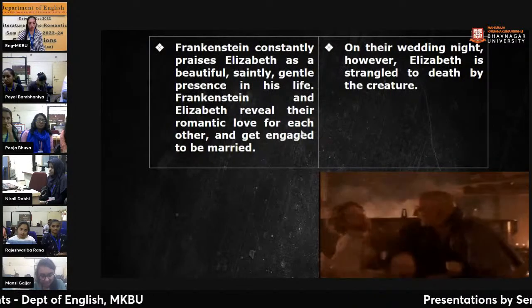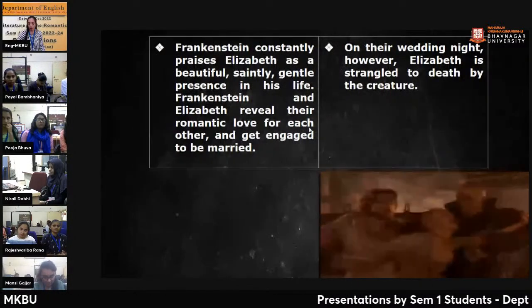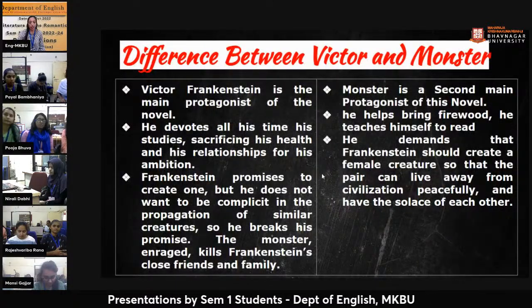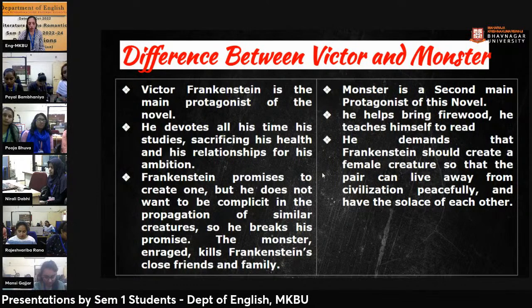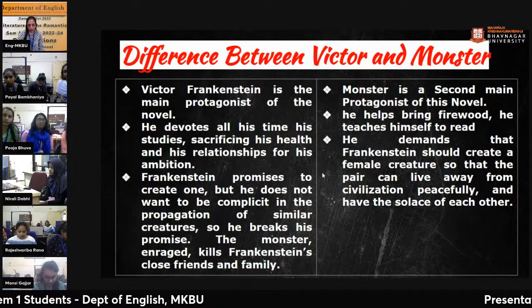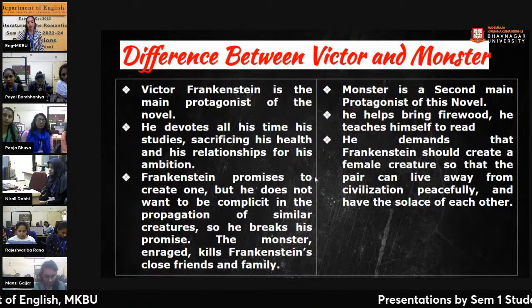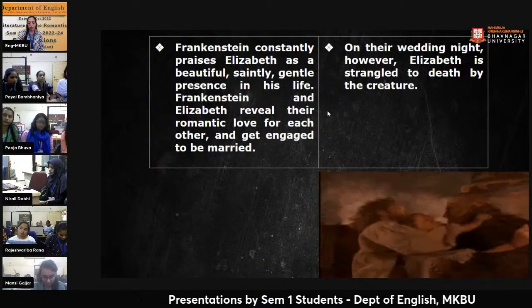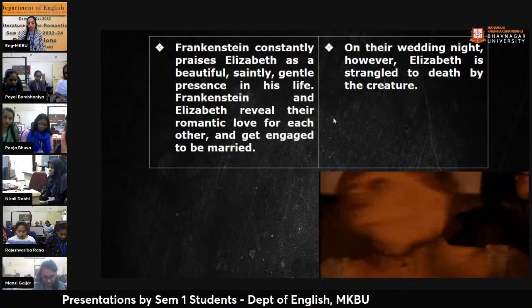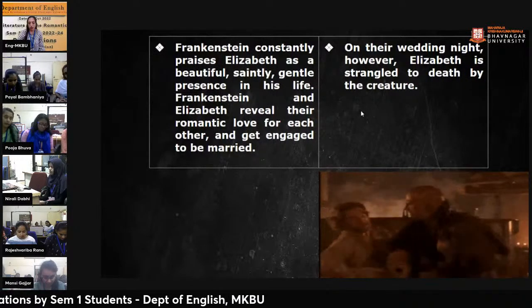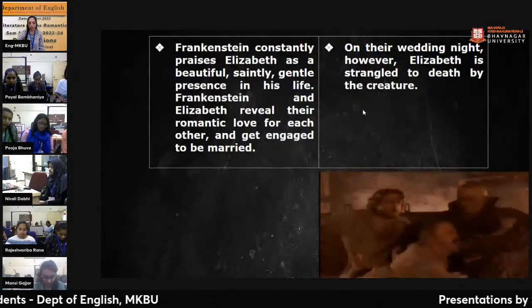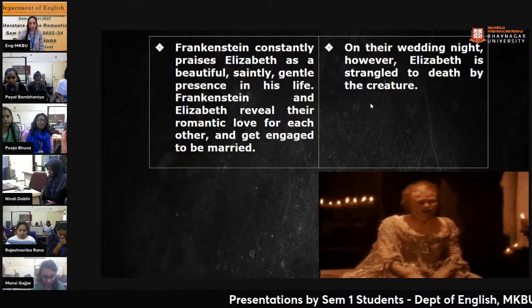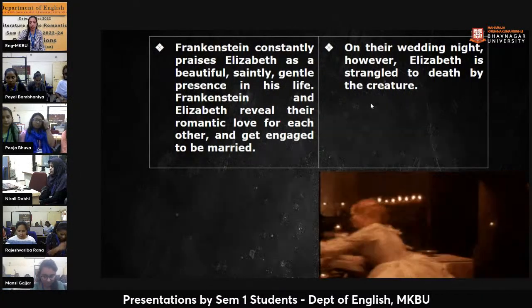In these two types of personality we saw in this novel, Victor is a selfish type of person, and the monster is also selfish, because when he cannot get a female creature for him, he kills Victor's fiancee.